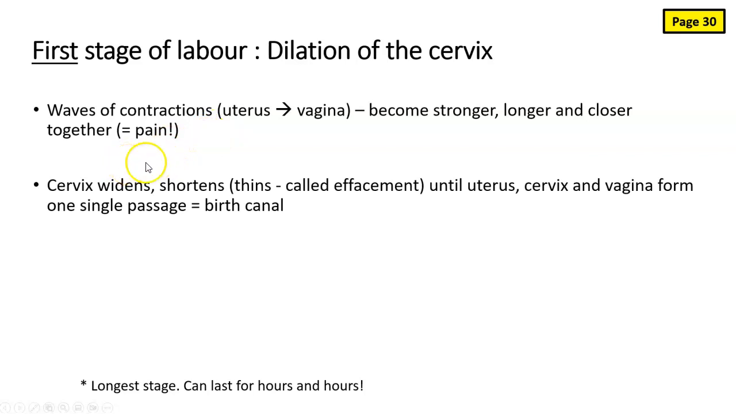As the cervix widens and shortens, this is called effacement, the cervix and the vagina form one single passage, and this is known as the birth canal. So the vagina is not the birth canal itself, it's the vagina and the cervix, because the cervix widens and shortens. When the cervix is fully dilated, we're looking at it opening up to 10 centimeters. So that's a 20% increase in diameter.